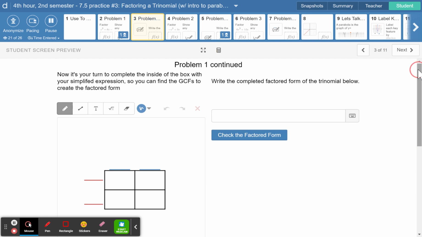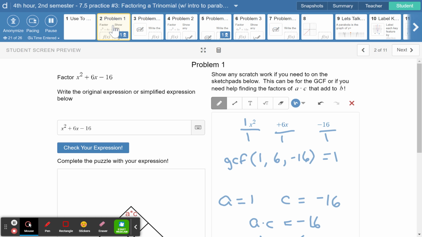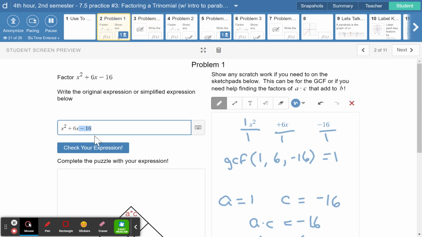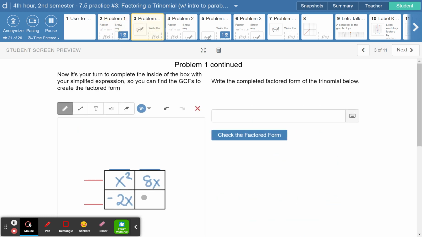Now the whole point of those numbers is to write them here, negative 2 and 8. Those are your x's. Now go back to the first term if you need to. First term, first box. Last term, last box. And then you take the GCF of the rows, and you take the GCF of the columns.